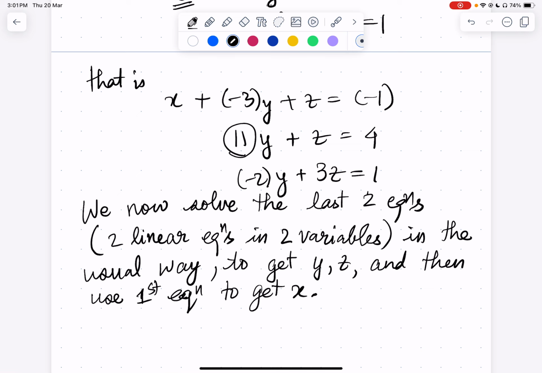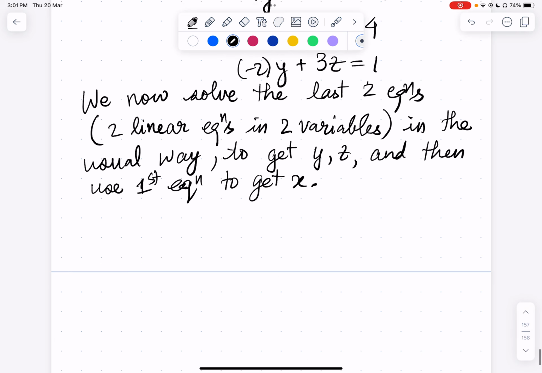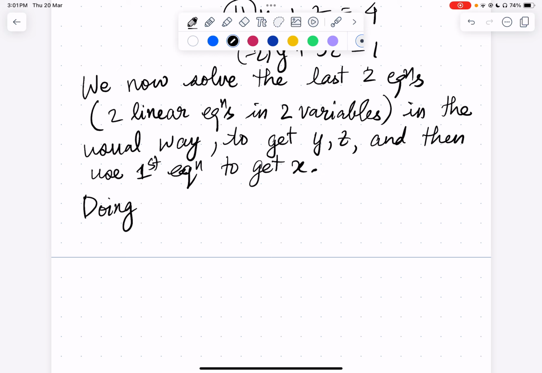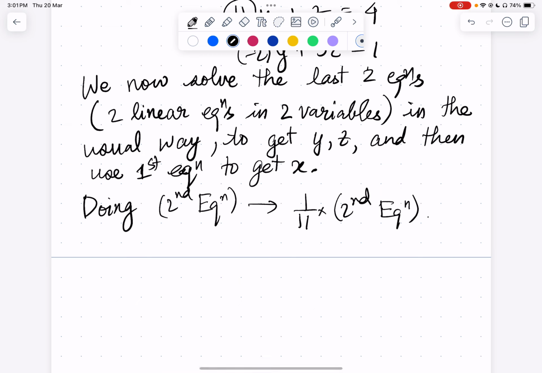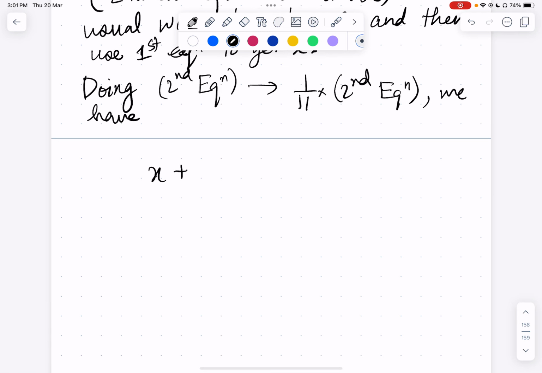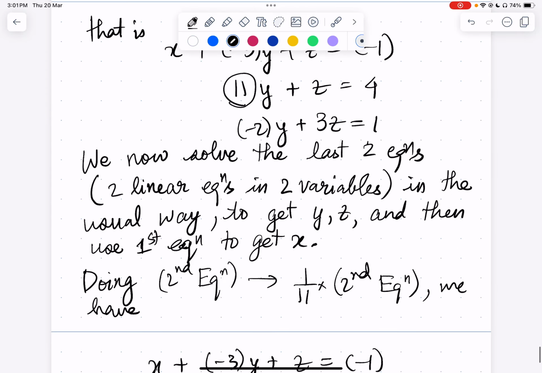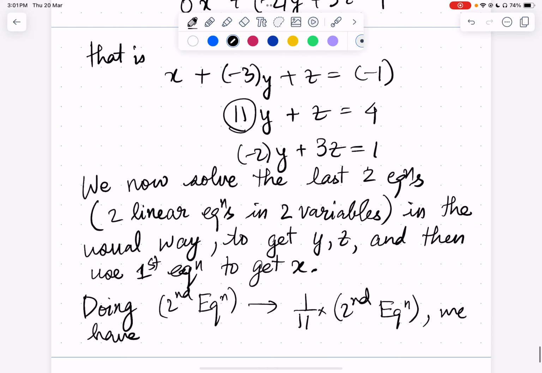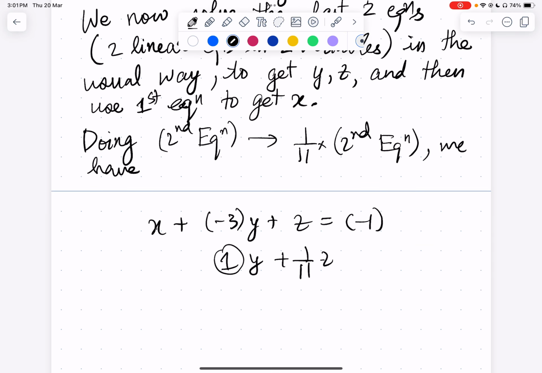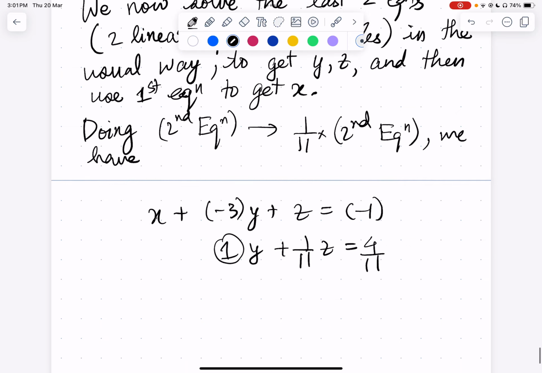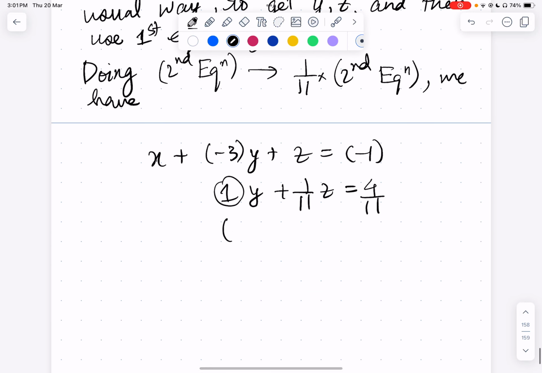So we have highlighted 11 here. We'll first change this 11 to a 1, by changing the second equation to 1 by 11 times the second equation. The first equation will remain the same, x plus minus 3y plus z equals minus 1. The second equation will become 1 times y plus 1 by 11 times z equals 4 by 11, and the third equation will remain the same, minus 2y plus 3z equals 1.